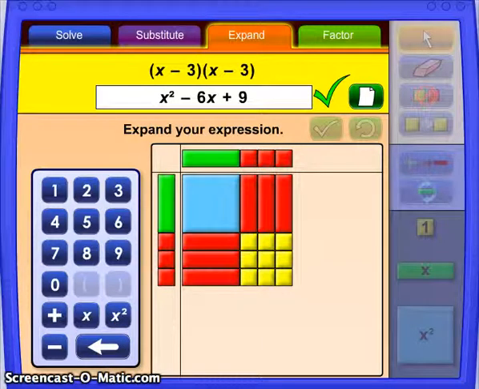So that is how we expand our expression using these algebra tiles. I hope that through this tutorial you learned how to solve and to expand with the algebra tiles online.